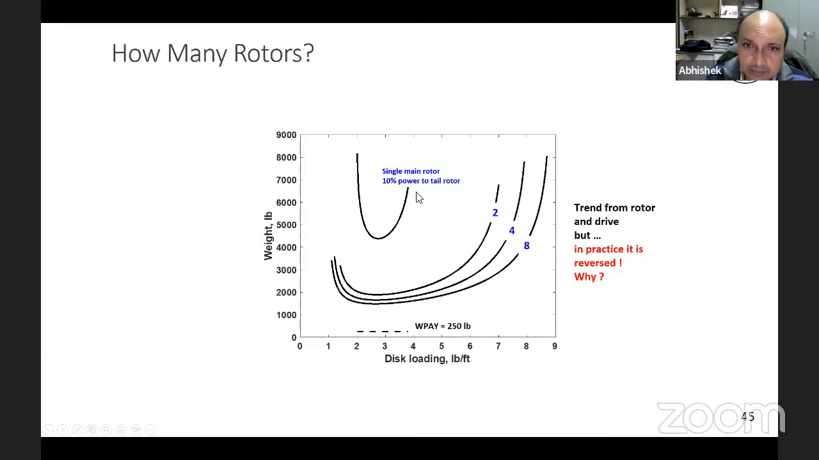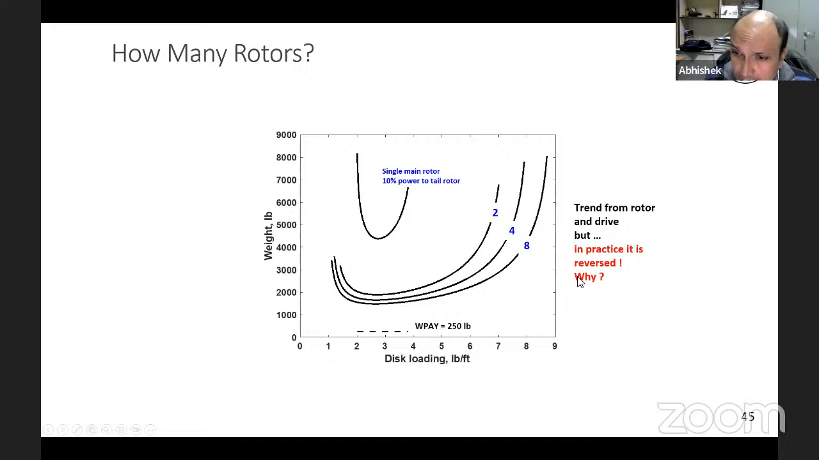And in there, they found that the overall weight, if I use a single main rotor and some 10% of power goes to the tail rotor, is the heaviest design of all. And if I increase the number of rotors to 2, I see that the design weight is significantly less. If I do 4, it is further less, 8, even less. So that is telling me that, coming from the design code, if I keep increasing the number of propellers or rotors in my design, my weight will keep on decreasing.